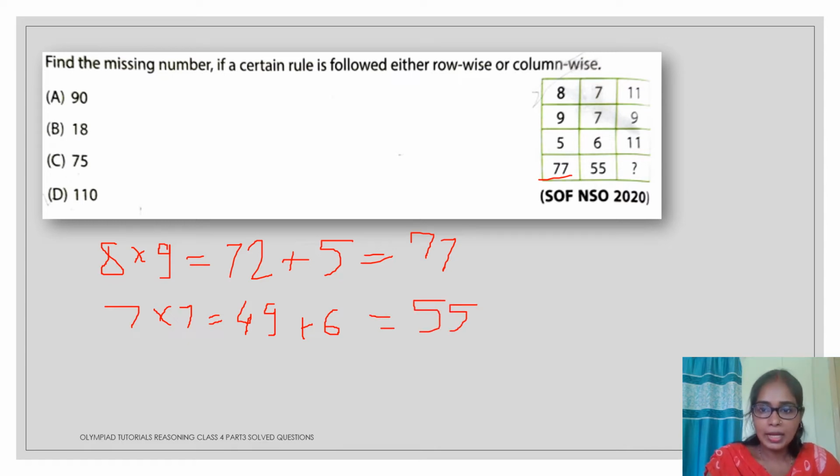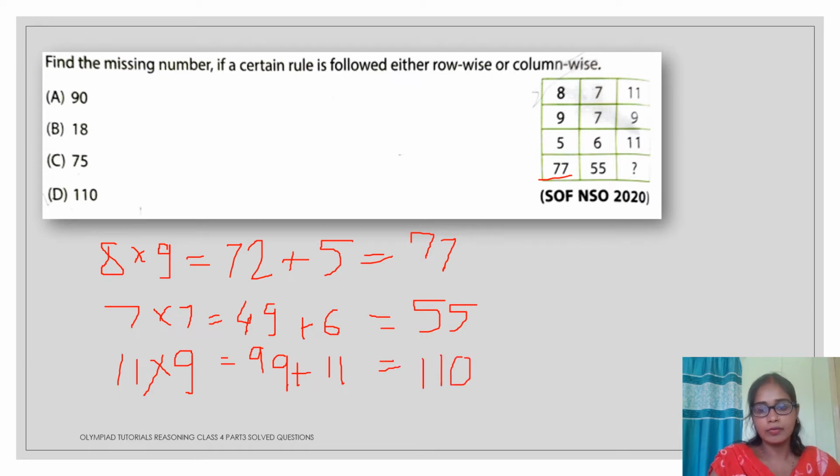In a similar manner, you have to calculate the missing number in the last column. So we'll multiply the first two numbers and add the third one to that. 11 into 9, you'll get 99. So 99 plus 11, you'll get 110. Very simple. So here option number D, 110, is your correct answer.